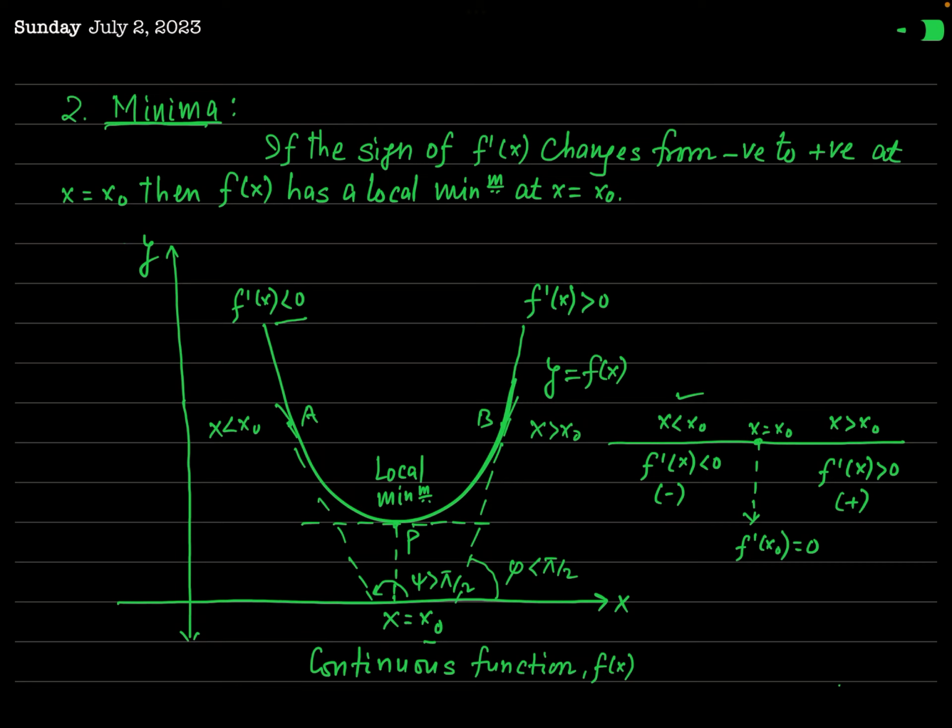And so you can say that when the sign of the first order derivative f dash of x changes from negative to positive as we pass through the point x equal to x naught, then corresponding to this point x equal to x naught, our function has a minimum value. So this point corresponds to the local minimum of the function f of x. And this figure is actually for a continuous function.